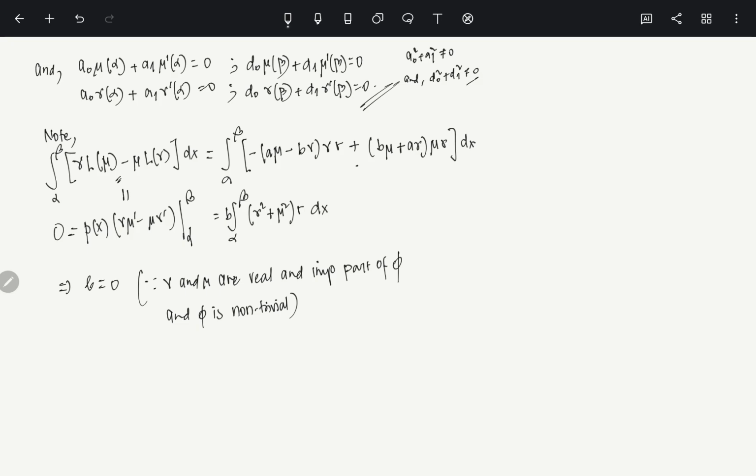And r is always given to be positive. So between alpha and beta, that particular term is always positive. So b times a positive term is 0. That implies b is 0, right? If b is 0, therefore lambda has to be equal to a, which is in R. Is it okay? So basically what it says is this: for a regular Sturm-Liouville boundary value problem, the eigenvalues are always going to be real.